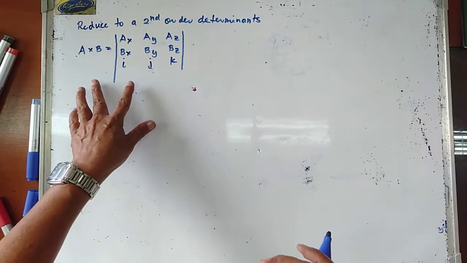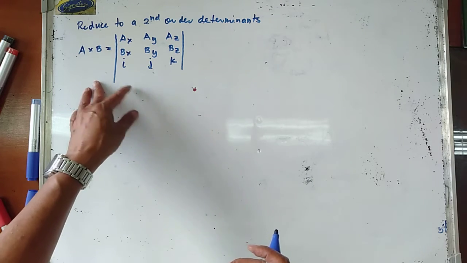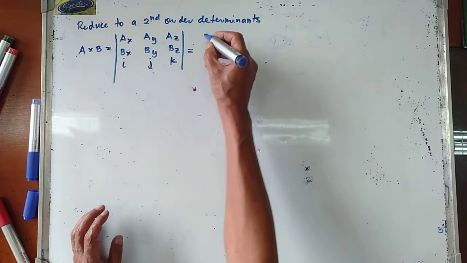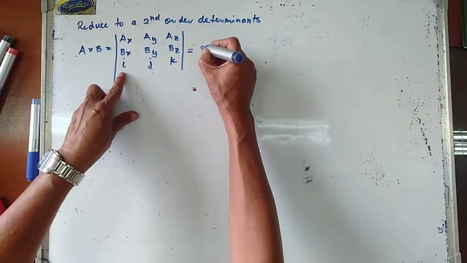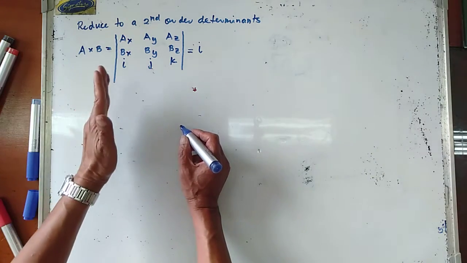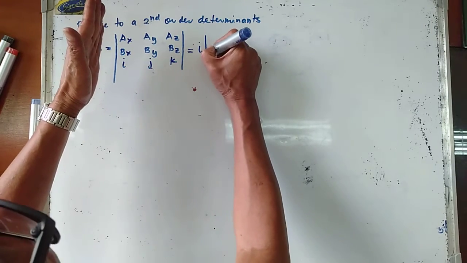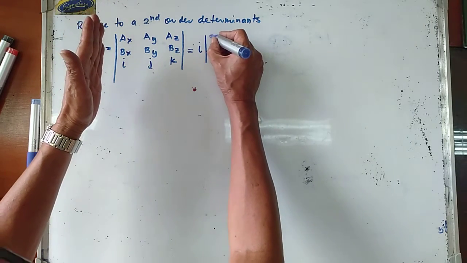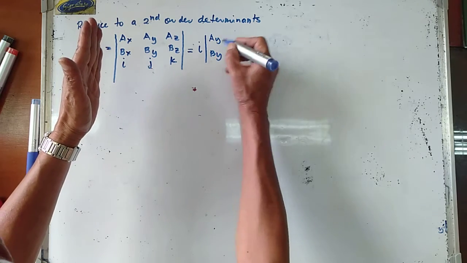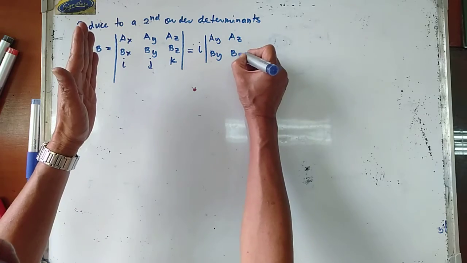Now, this third order determinant can be reduced to second order determinants. So at this point, we have your I. Let us try to remove the row of I and the column of I. So what is left in here is your AY, BY, AZ, and BZ.